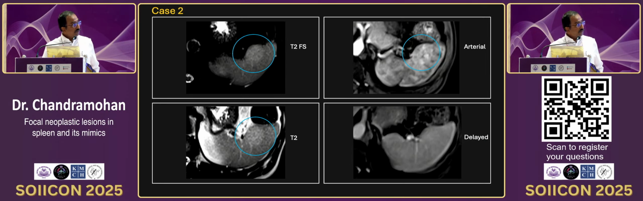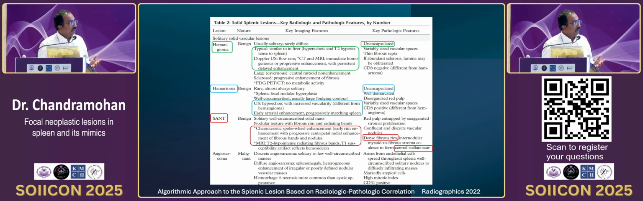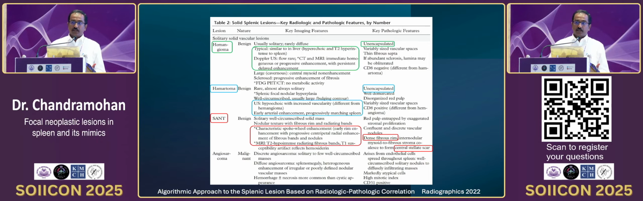Now these are the MRI images, where in T2 we see predominantly hyperintense signal, but there are also foci of hypointensity within the lesion. In the arterial phase, it shows heterogeneous enhancement, and in delayed phase it shows homogenization with the rest of the splenic parenchyma. Now when we see an enhancing lesion within the spleen, these are the three common conditions that you should consider: hemangiomas, hamartomas and SANT. Hemangioma is basically hyperechogenic in ultrasound, it will show peripheral nodular enhancement, and in the delayed phase it will show persistent homogeneous enhancement. In this patient there is no persistence of enhancement, so we will rule out hemangioma.